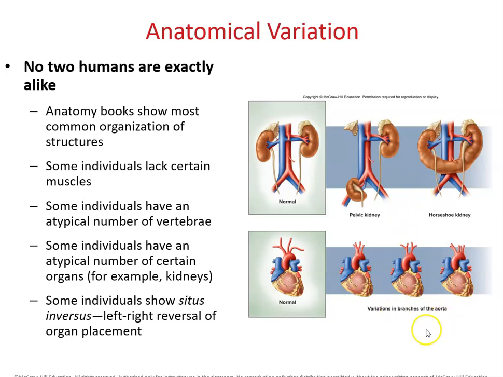Okay, we can also pretty commonly see variations in the branching of the aorta around a heart, and we have some diagrams here. And then another really interesting case, it happens in 1 out of 8,000 births on average, is something called situs inversus. And that means that the left and the right organs are all backwards. It's like the person's internal organs are a mirror image of what we would expect them to be.